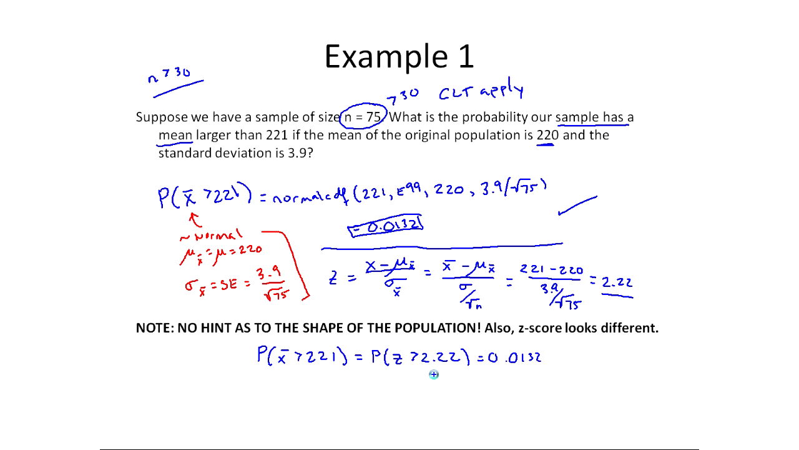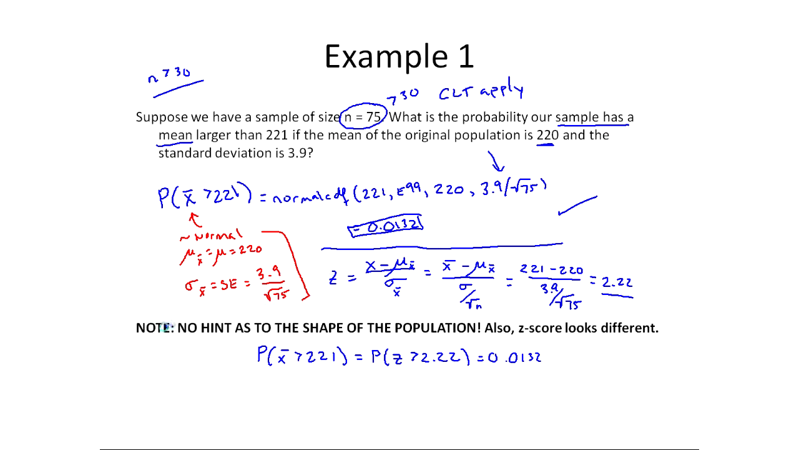Since it's area to the right and the table only gives area to the left, you'll have to subtract from 1, but this will be your final answer. So if you use the table, your z-score is a little bit different. And if you use normal CDF, the main thing you have to change is essentially the same thing that changes in the z-score, and that's your standard error.